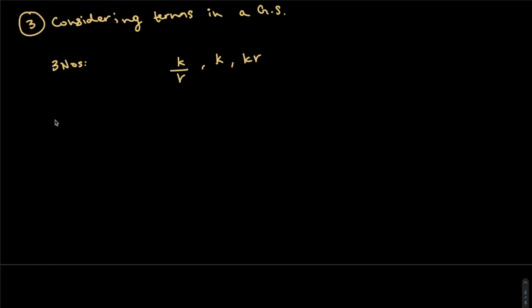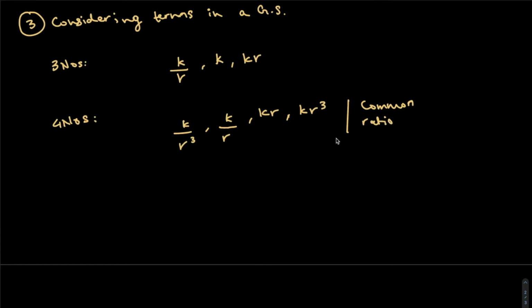So for four numbers, if we're told that we have four unknown numbers, what we do is we take KR as one, and we take KR cubed as the last term. Then here we would have K by R, and here we would have K by R cubed. Note that the common ratio here is not actually R, it's actually R squared. So if you ever have a question which has four unknown numbers and it's telling you to find the common ratio, just because you found the value of R doesn't mean you found the common ratio. The common ratio here is actually R squared. This is very, very important.